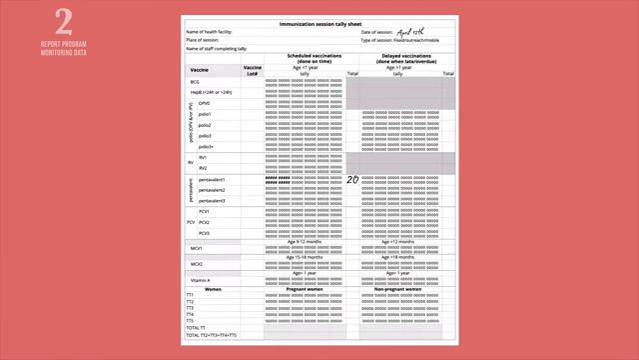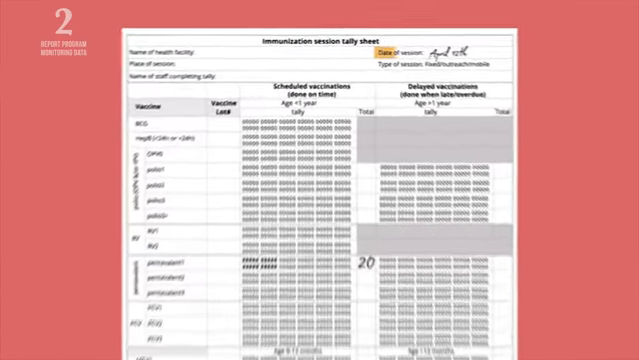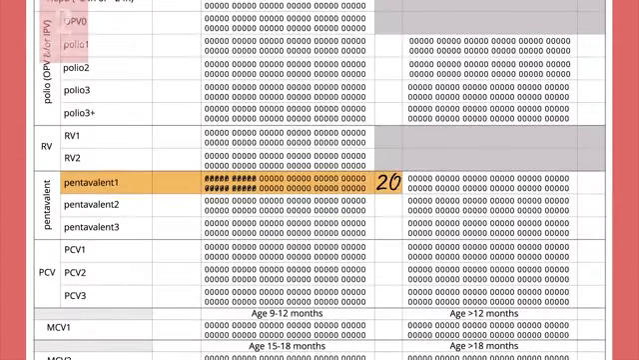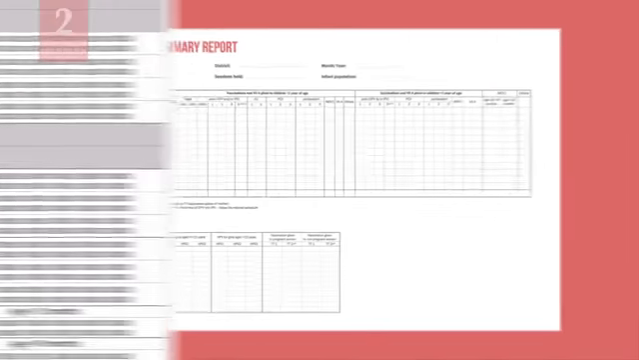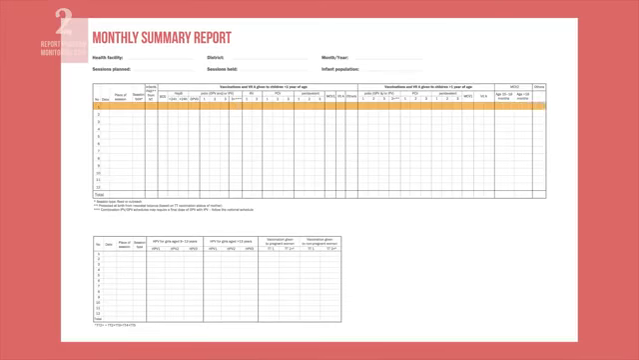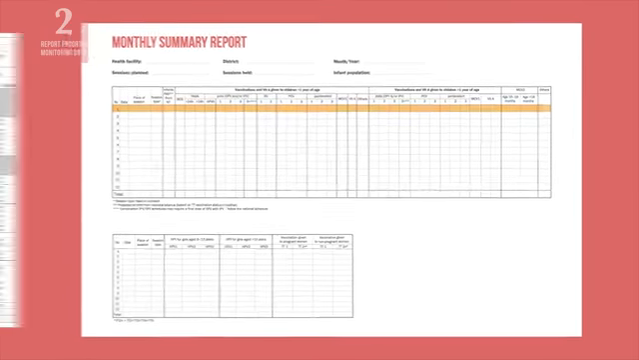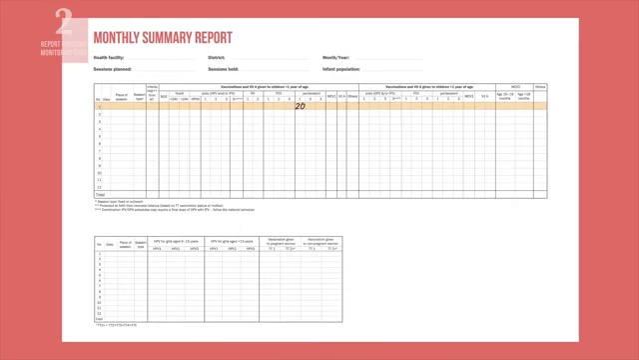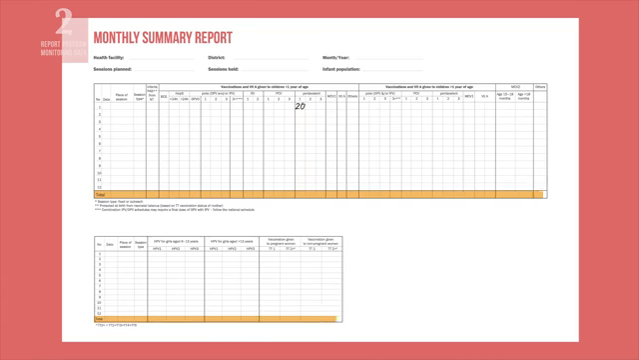For example, this tally sheet from an April 12th session shows 20 infants received pentavalent 1. You would start a new line for this session on your monthly summary report. Once you write the date and place of this session, record the number of infants who received pentavalent 1. When you finish recording vaccinations for the month, total the number of doses for each vaccine administered.